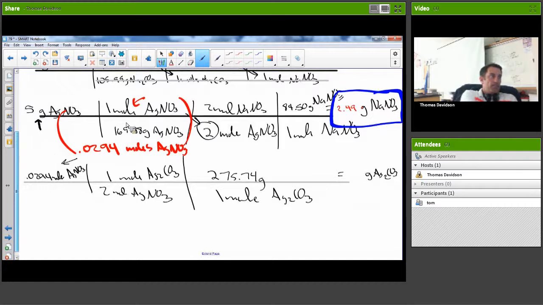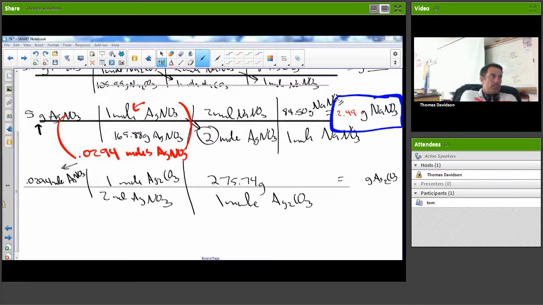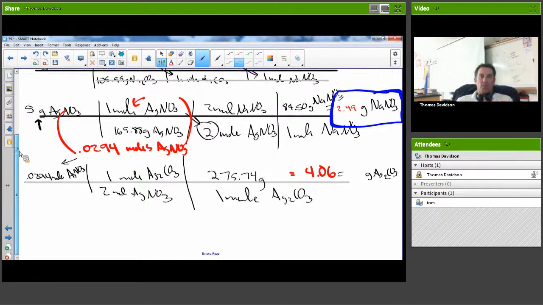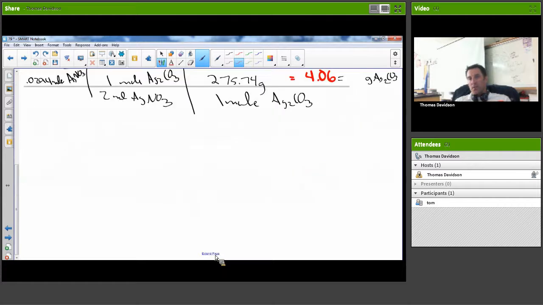Hold on. All right, when I did that math, I got 4.06 grams of Ag2CO3. So that's the amount of mass of my other product. So my last step to do is to find the mass of excess.